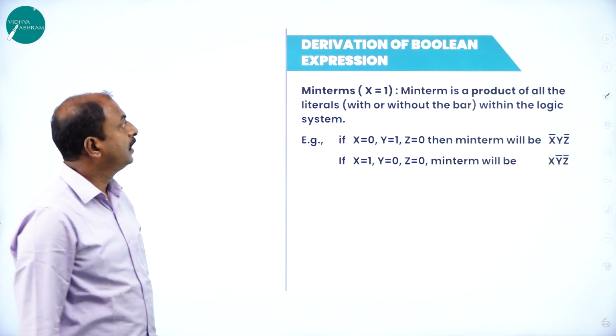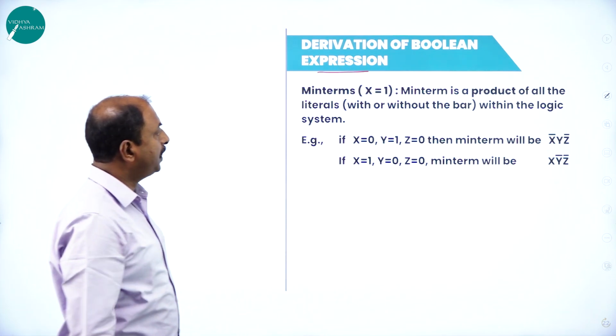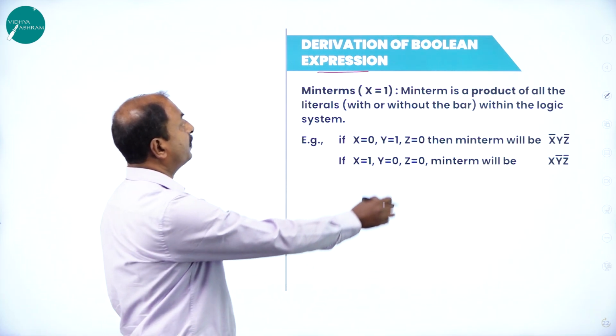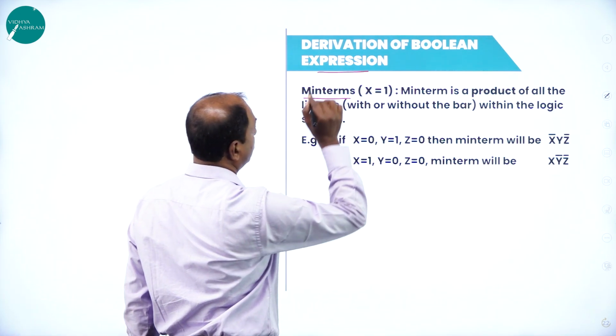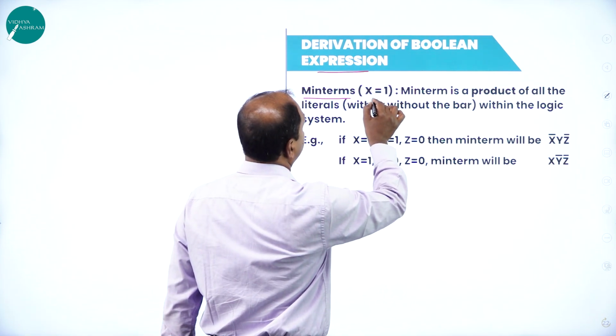Next concept is derivation of Boolean expressions. Here there are two concepts, Minterm and Maxterm. Let us see first what a Minterm is, and please remember that in the Minterm form the value of x equals 1.